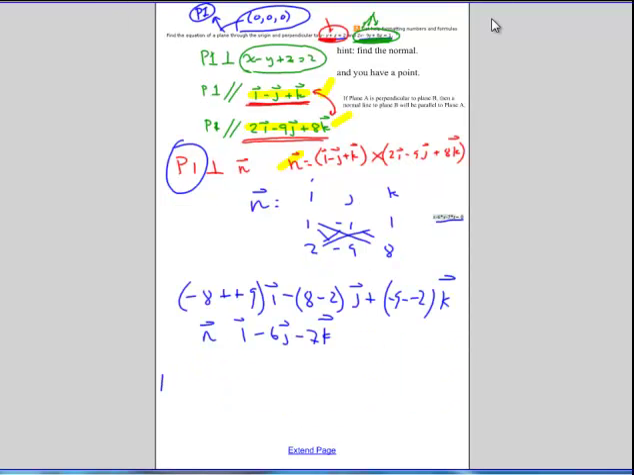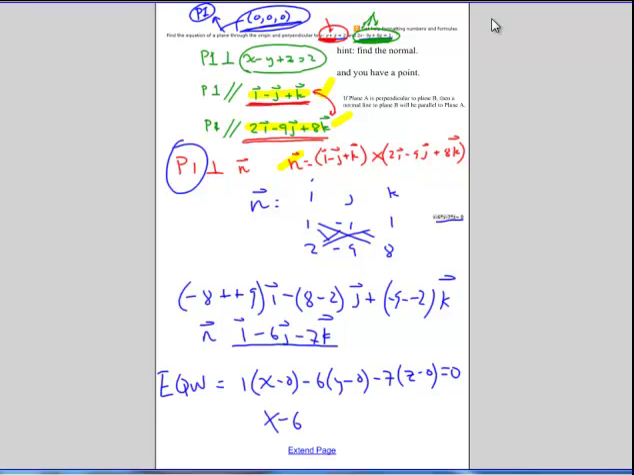So now we can get our equation. Our equation is the coefficients from our normal line and our point 0, 0, 0. So it's 1 times x minus 0, minus 6 times y minus 0, minus 7 times z minus 0, equals 0. And if we simplify that, it's just x minus 6y minus 7z equals 0.